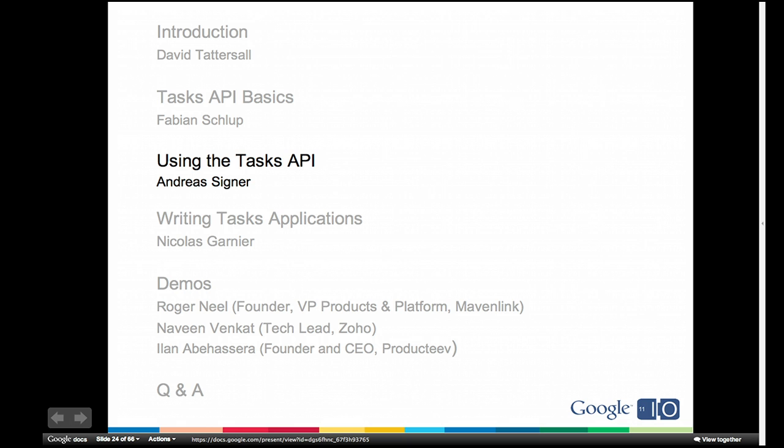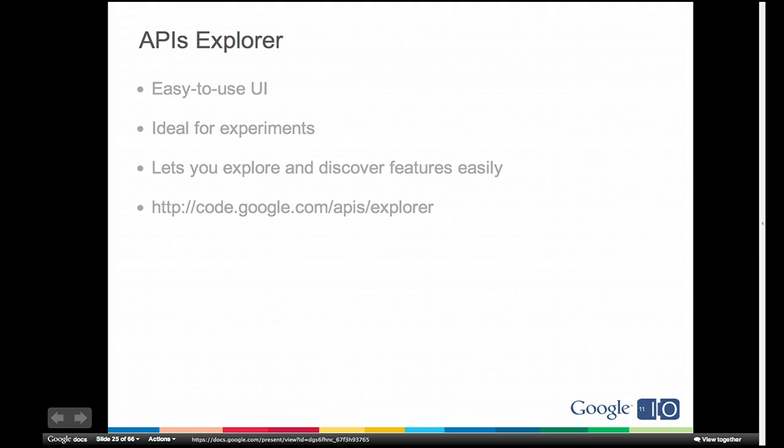Thanks, Fabian, for that great introduction on how the Tasks API works. Now it's time to look at some real examples in the wild. In the next few minutes, I'm going to show you how you can use the Tasks API to actually modify and manage the tasks and task lists. And we're also going to look at the exact requests and responses that you have to send and that you will get back. To do so, I'm going to use the API's Explorer, as Fabian already mentioned.